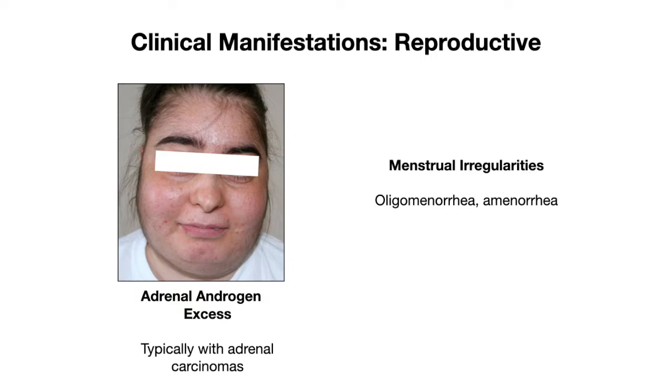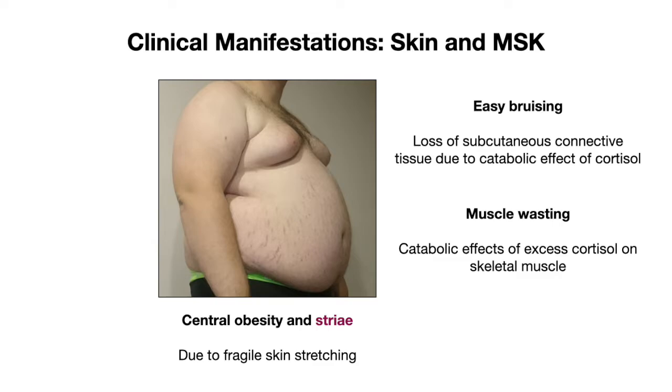So let's start with the clinical manifestations of Cushing syndrome, and we will start with the reproductive system. So commonly, patients will present with menstrual irregularities, and this can present as oligomenorrhea or amenorrhea. Patients can also present with adrenal androgen excess in the form of hirsutism or oily skin, and this is typically seen with adrenal tumors, specifically your adrenal carcinomas, because it's thought that these adrenal tumors are producing a lot of androgenic precursors.